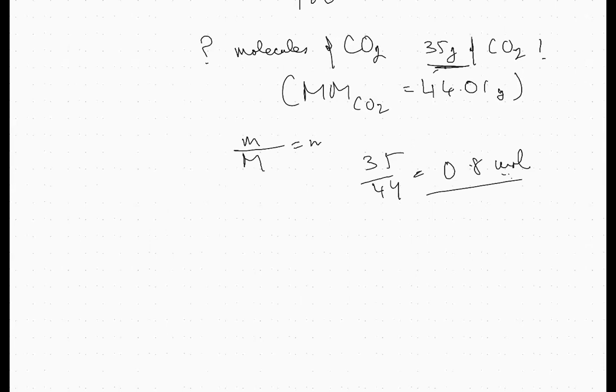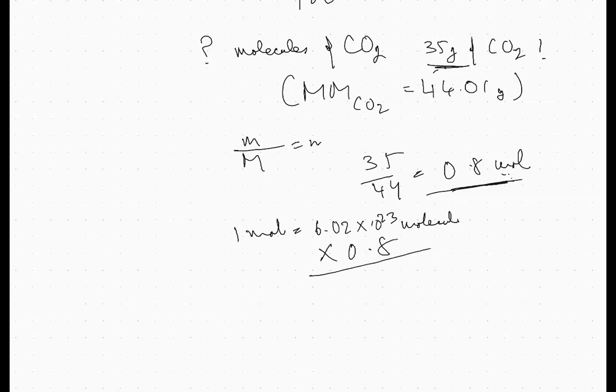Now, go back to Avogadro number. 1 mole has 6.02 times 10 to the power 23 molecules. Okay, so because it's 0.8, 0.81 to the power. So that's how we do that.